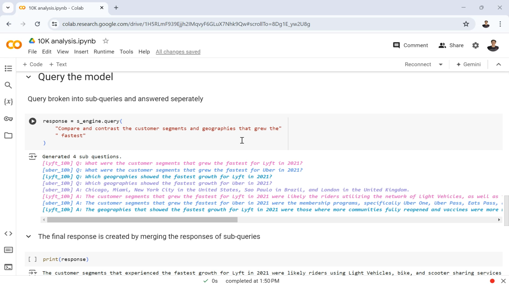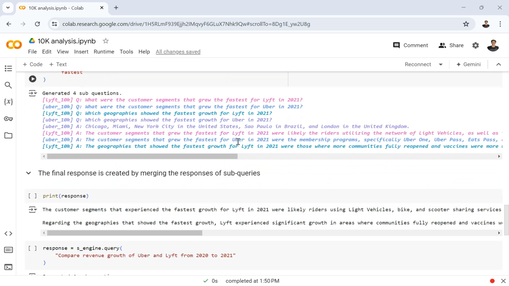The first question is: compare and contrast the customer segments and geographies that grew the fastest. The main query is divided into four subqueries, which are answered separately. The final response is created by merging the responses of the subqueries. We can see the final response is the amalgamation of the answers that we got in the subqueries.